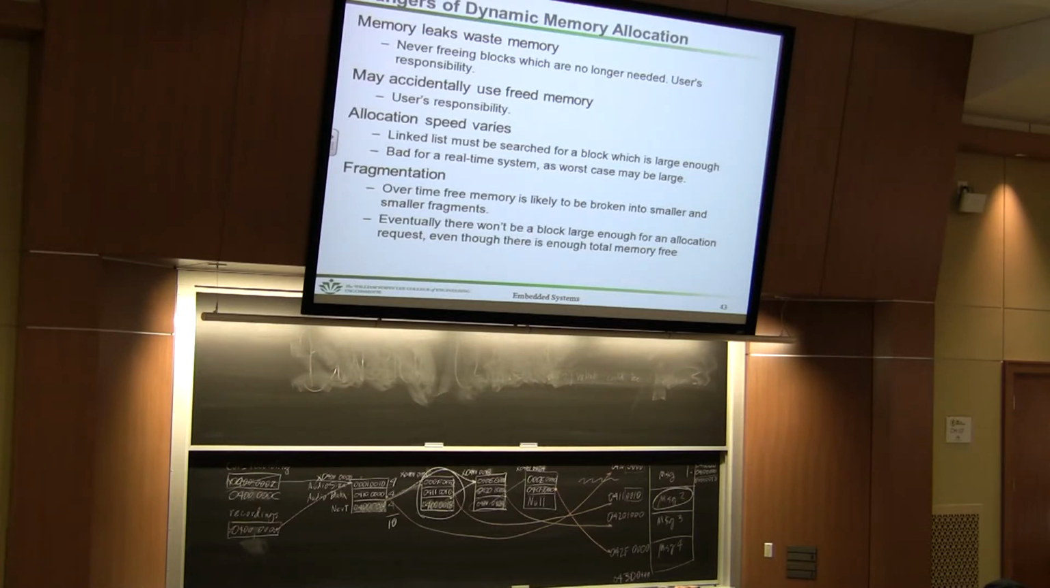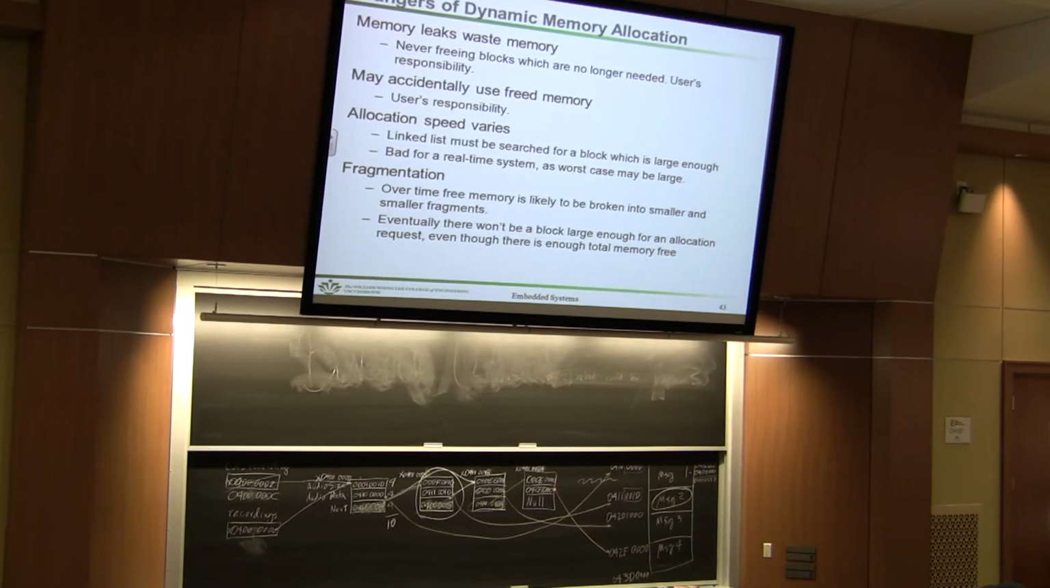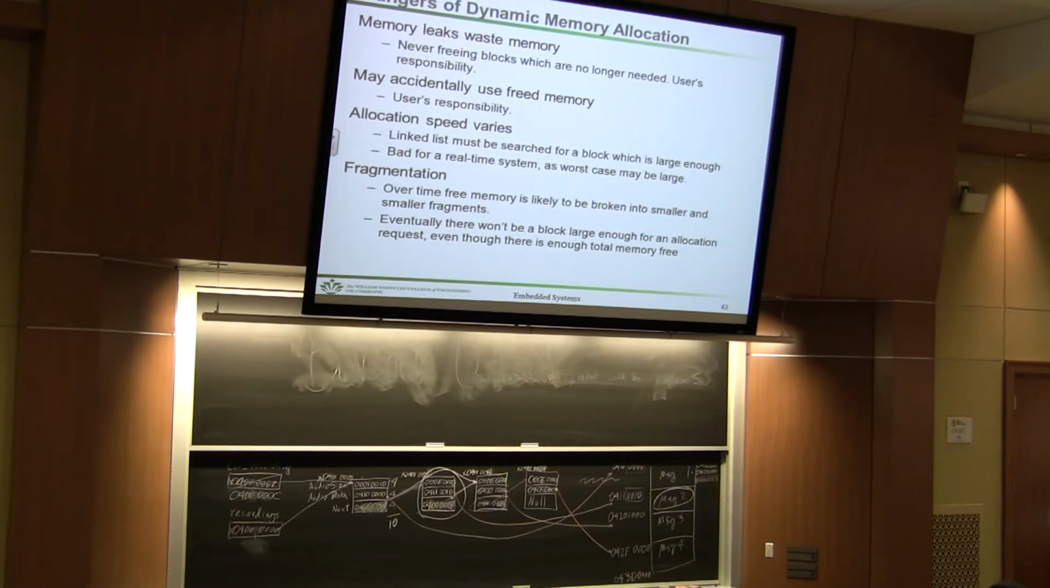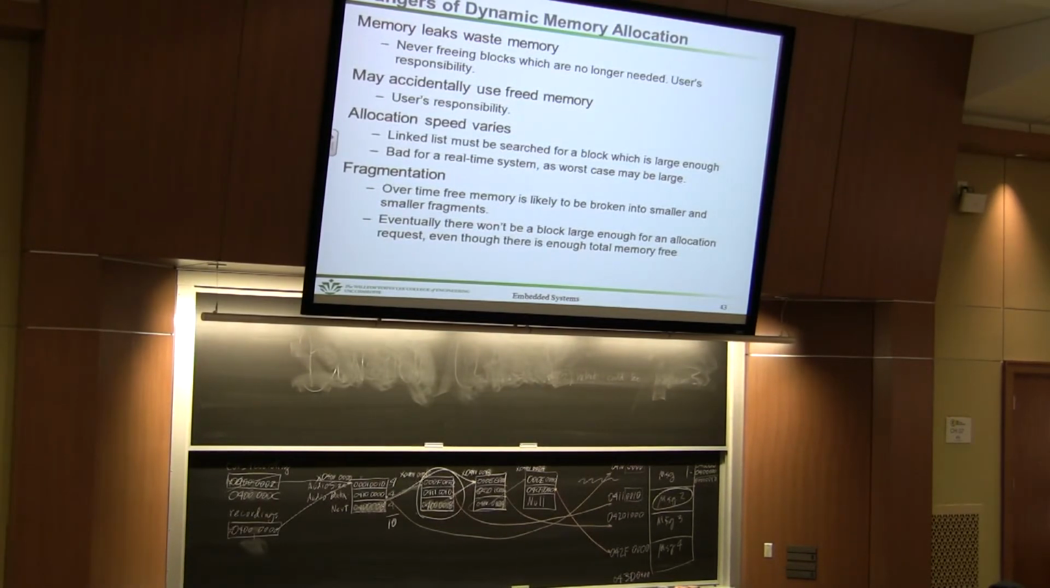Again, the dangers of dynamic memory allocation. If you have a memory leak where you don't free it up, then you're going to waste memory and not have it available when you need it. The other problem is that you may accidentally free memory that is being used, and then somebody else will use that memory space.